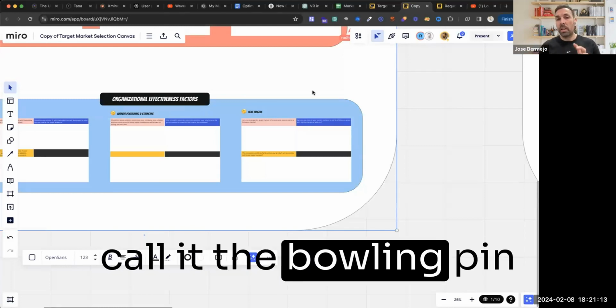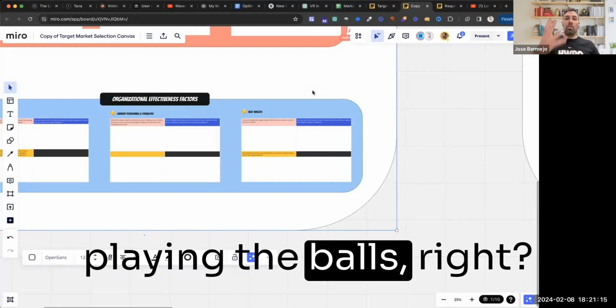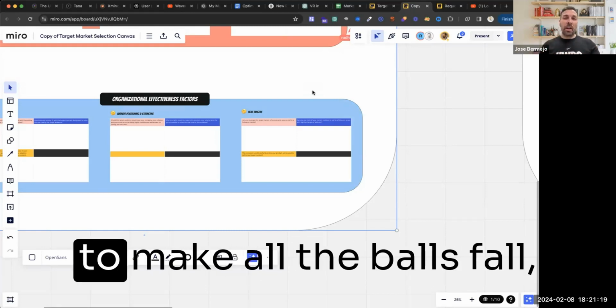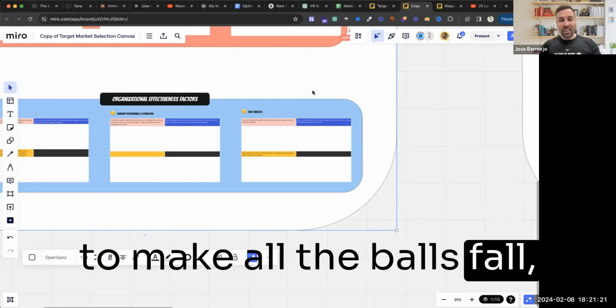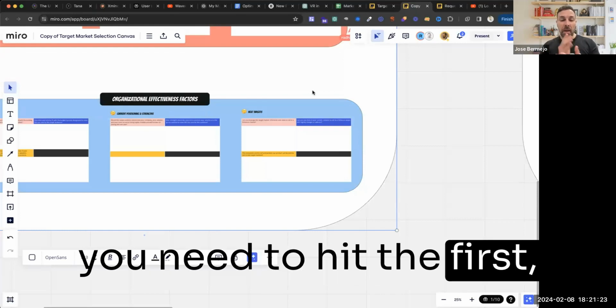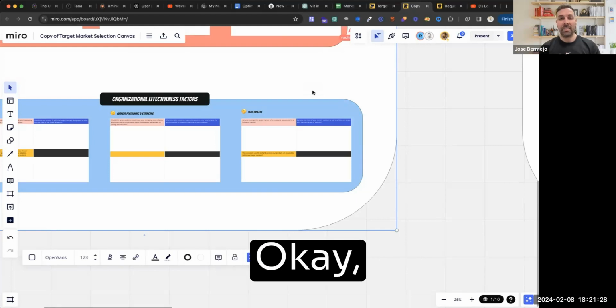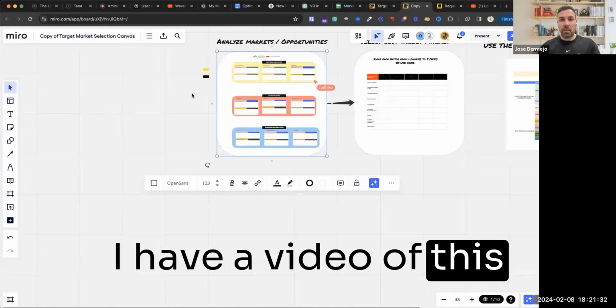And we call it the bowling pin strategy because it's like playing bowling. To make all the pins fall, you need to hit the head pin, and then all of them will fall. Okay. I have a video about this and I will show you.